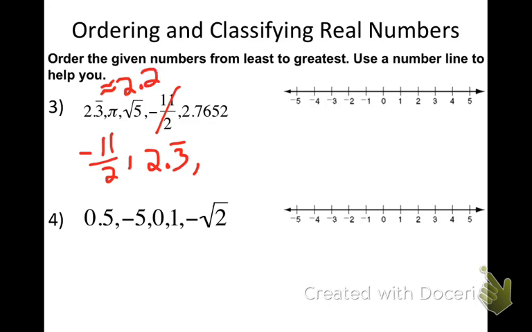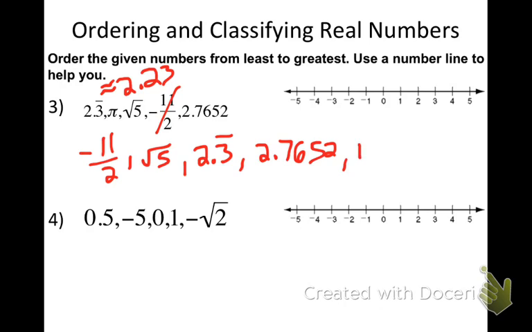Like 2.23. 2.23. So what should actually go after negative 11 over 2? Square root of 5. And then after the square root of 5 comes 2.3 repeating. And then comes 2.7652. And lastly I have pi. Yeah, don't get tricked up on those square roots. Make sure if you have to, use a calculator to find out what the actual decimal is.